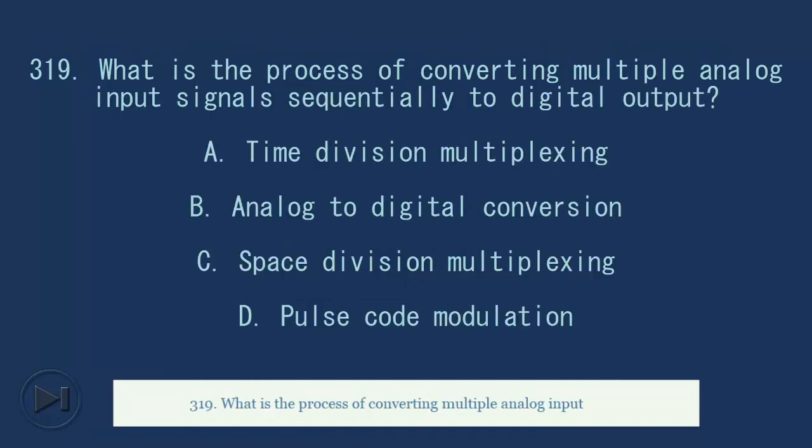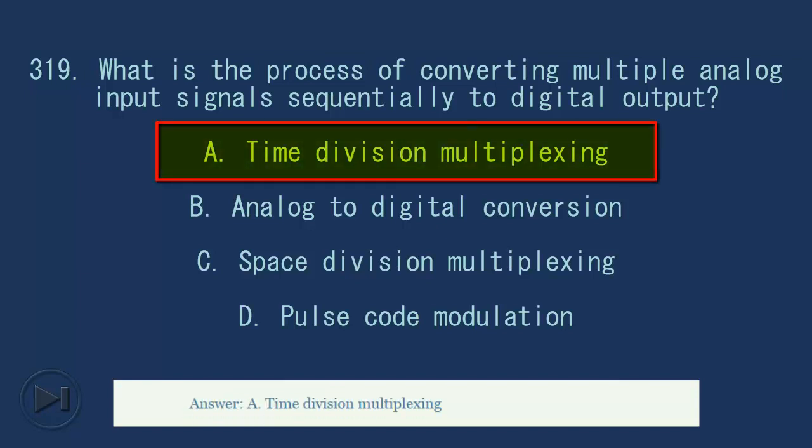319. What is the process of converting multiple analog input signals sequentially to digital output? A. Time division multiplexing. B. Analog to digital conversion. C. Space division multiplexing. D. Pulse code modulation. Answer, A. Time division multiplexing.